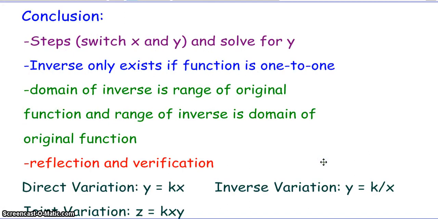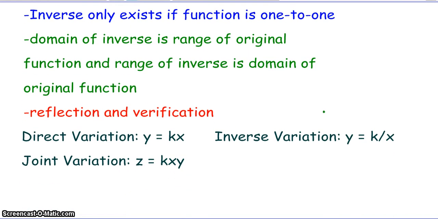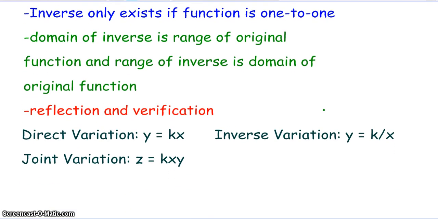Okay, so to conclude, to find an inverse, we switch the x and y and solve for y. We didn't do an example like that, but we've done that before. Inverses only exist if they're one-to-one. Understand the relationship between the domain and the range of a function and its inverse. Graphically that they reflect, and then here are our variation equations.